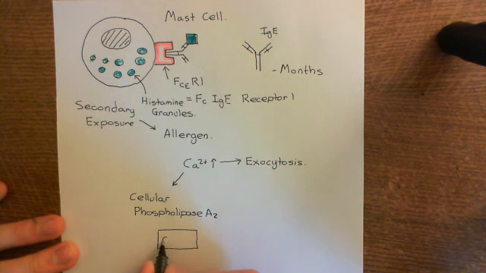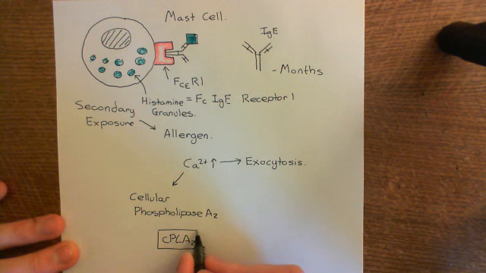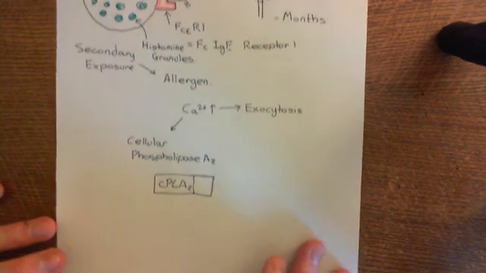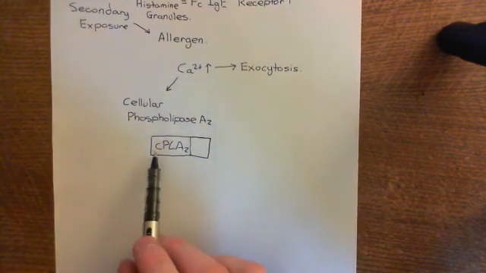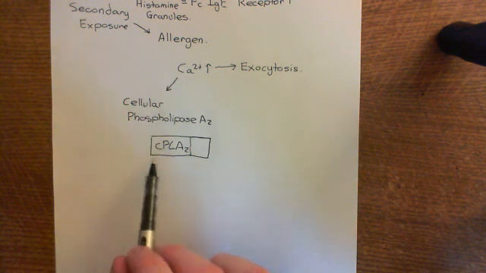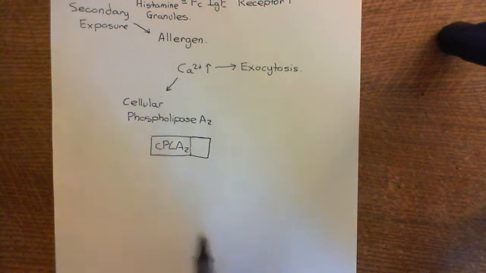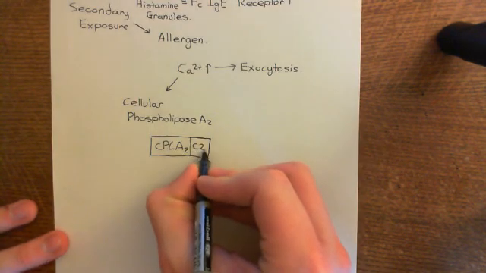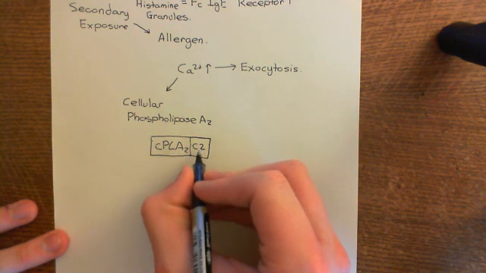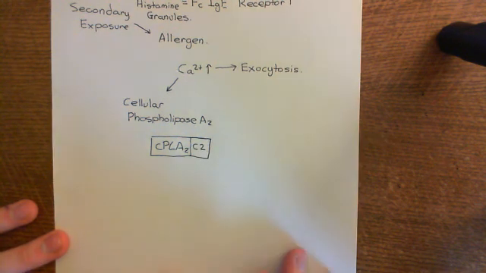Now, what happens is when calcium goes up in the cytoplasm, it's going to bind to a special domain on this cellular phospholipase A2. And by the way, the symbols people often use to denote cellular phospholipase A2 is as follows: C for cellular, PL for phospholipase, and then A2 for A2. The cellular phospholipase A2 has a special domain known as a C2 domain, which is a conserved domain that you can have in all sorts of different proteins, which is capable of binding to calcium.